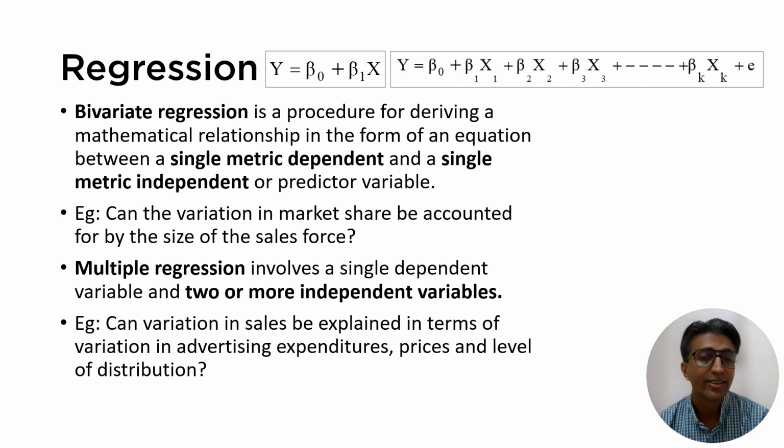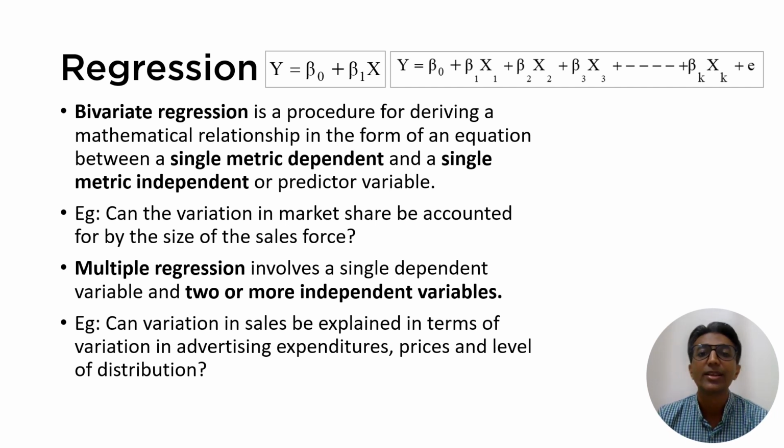Multiple regression is used when we have a single dependent variable and two or more independent variables which are measured on metric data, that is interval or ratio. For example, can variation in sales be explained in terms of variation in advertising expenditure, prices, and level of distribution? If I simplify here, my dependent variable in this case would be sales, while the independent variables are advertising expenditure, prices, and level of distribution. There are three IVs involved and one dependent variable, and that is why the suggested analysis is multiple regression.